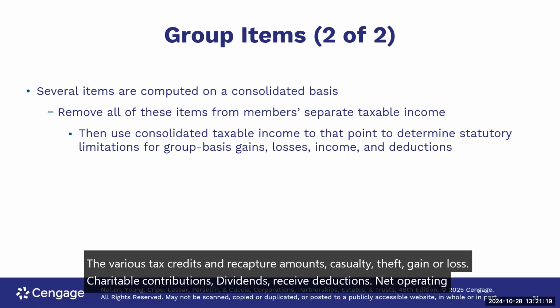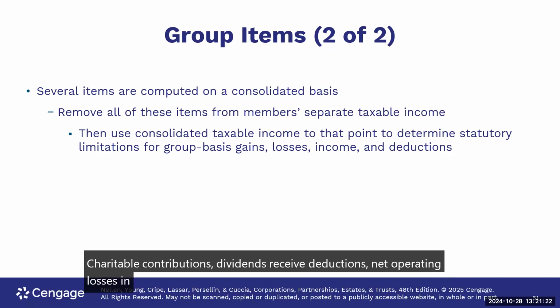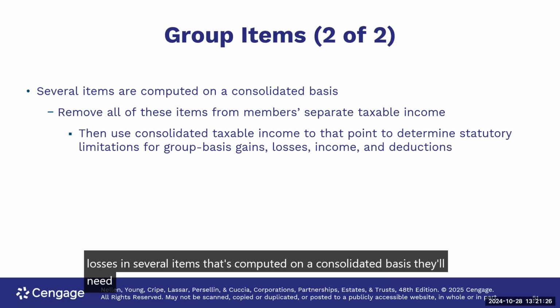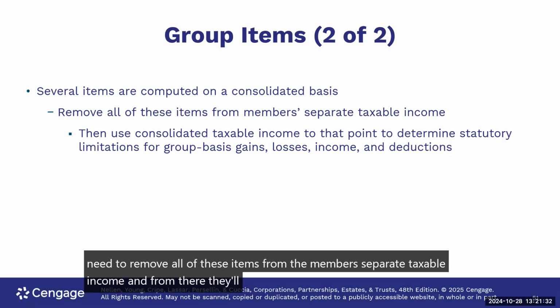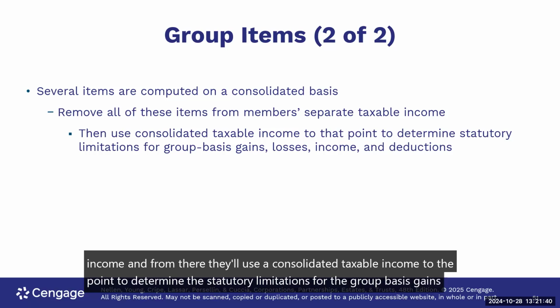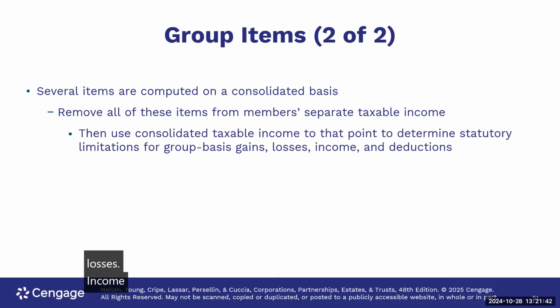For the several items computed on a consolidated basis, they'll need to remove all of these items from the members' separate taxable income, and from there, they'll use the consolidated taxable income to determine the statutory limitations for the group's basis, gains, losses, income, and deductions.